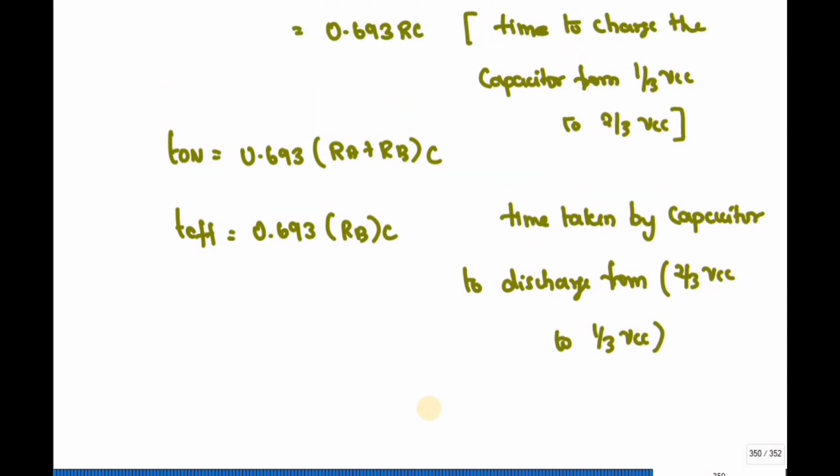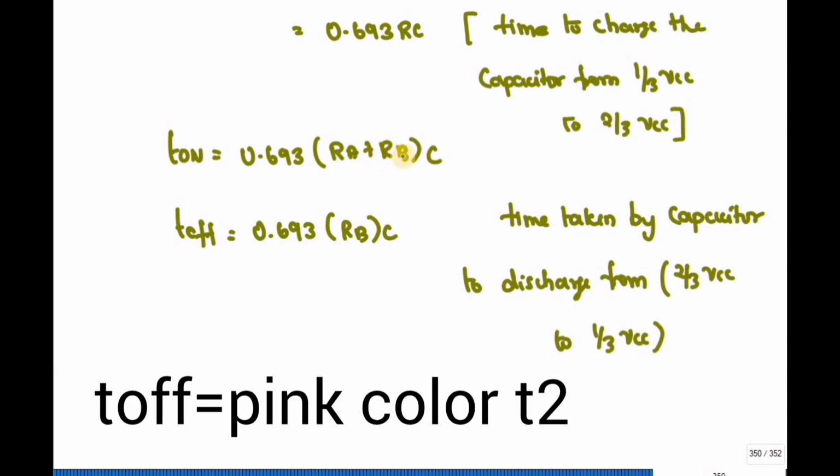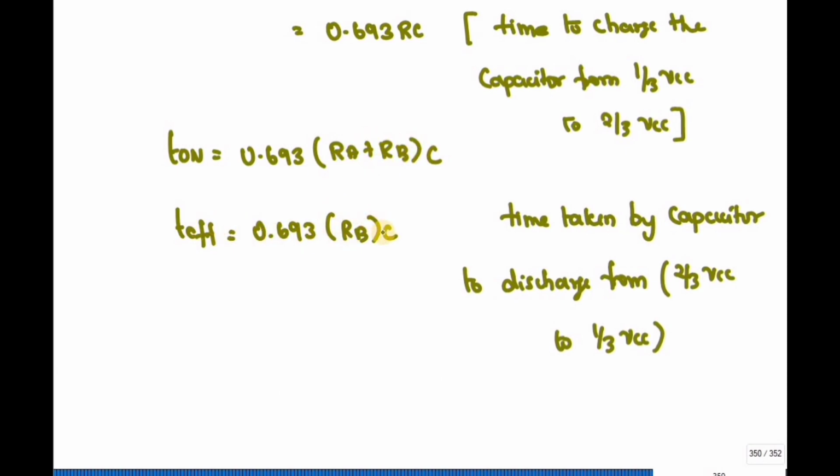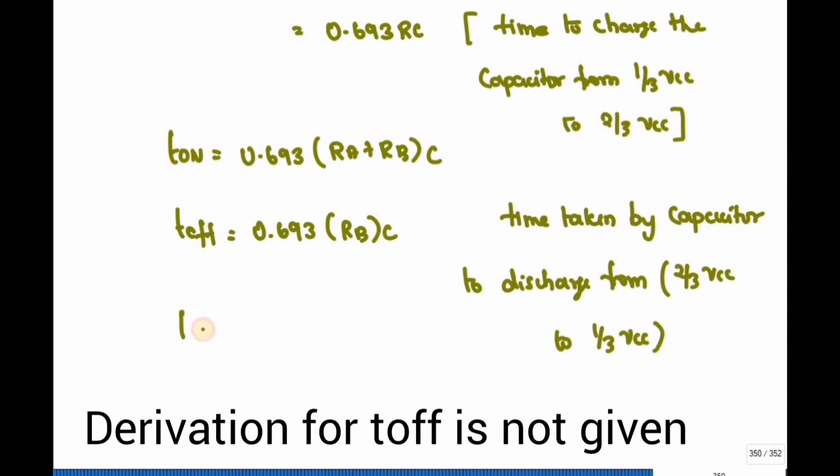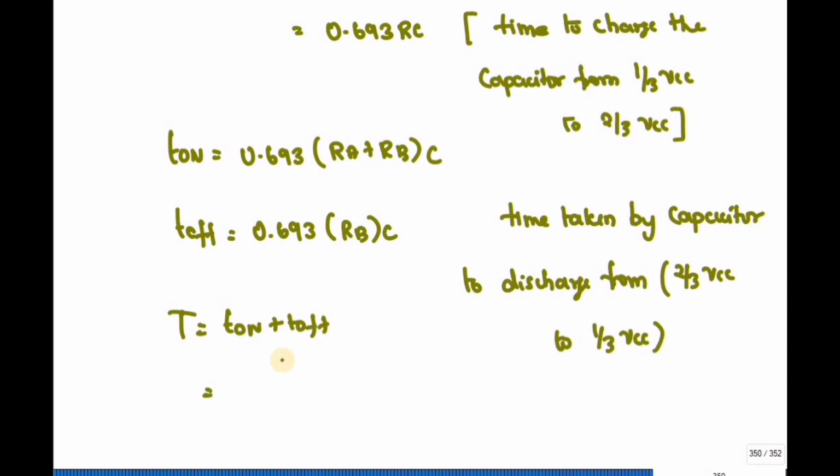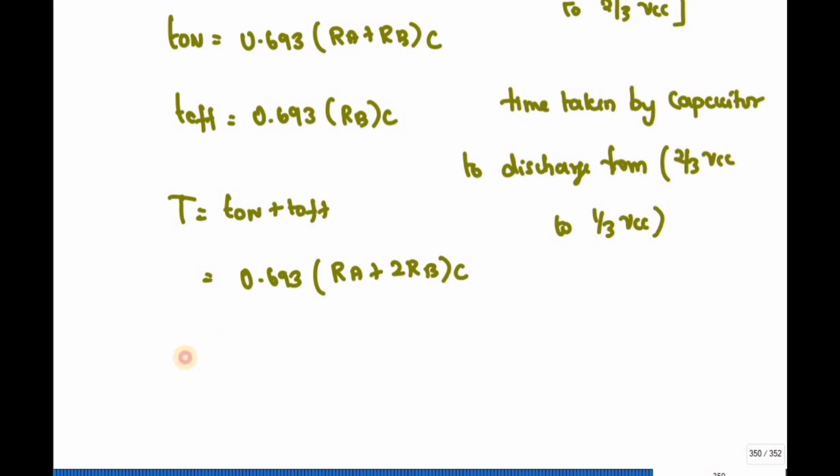You know that the capacitance will charge through this resistance RA and RB, and it will discharge through RB, right? So we know that T is equal to T on plus T off. Okay, so that is equal to 0.693 RA plus 2 RB into C. So we know that the frequency F is equal to 1 by T, that is equal to 1.45 divided by RA plus 2 RB into C.